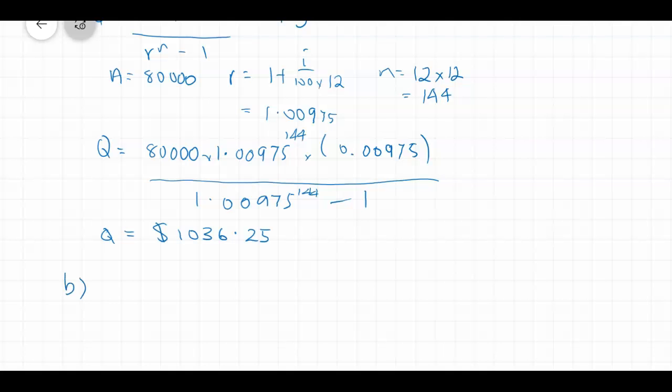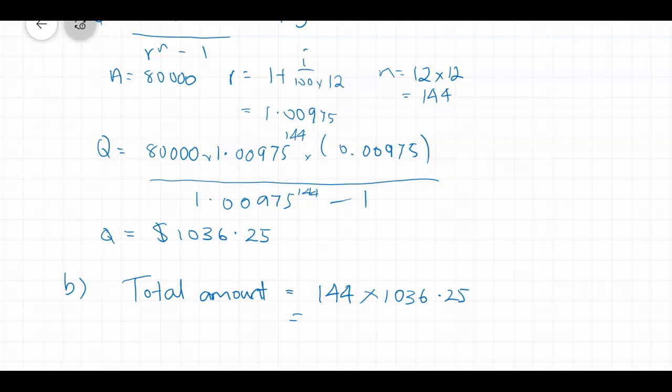All right, so B says the total amount repaid. Now this one's pretty easy. How many repayments do they make? 144, I hear you say. 12 times 12. So they are making 144 payments, and each repayment is $1,036.25. So no spreadsheets, no problems here.